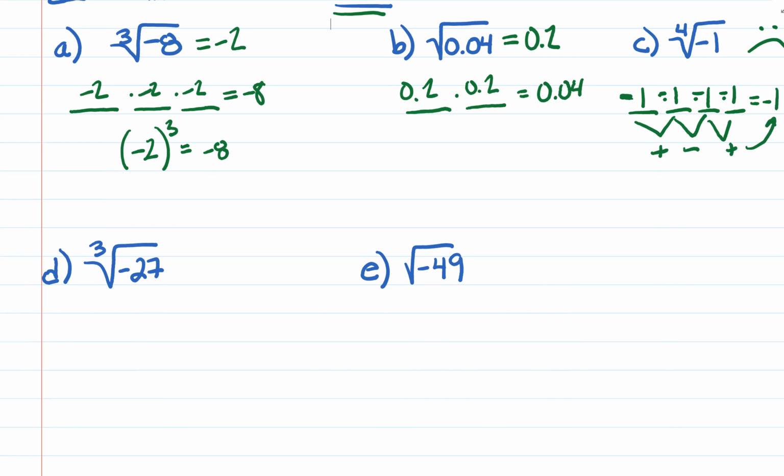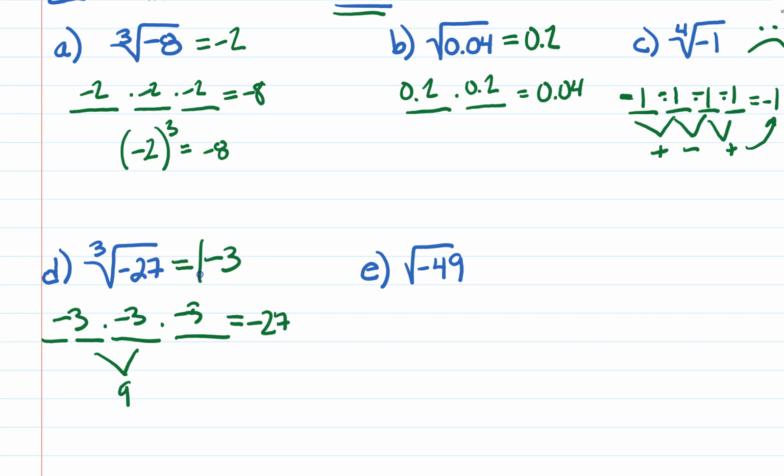Okay, part D, the cube root of -27. So again, ask yourself what number times itself 3 times is going to give me back -27. Let's try -3, right? -3 times -3 is a positive 9. That's a positive 9. 9 times -3, that's -27, yeah. So this is -3. That works out great.